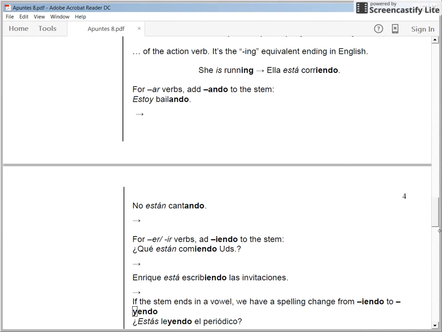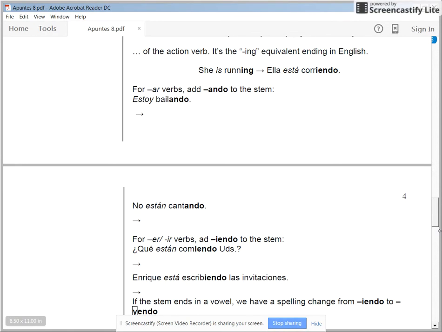For AR verbs, we add ando to the stem. So for example, we have estoy bailando. Bailando, since we know it ends in ando, came from an AR ending verb, bailar. So remembering our vocabulary from back in chapters 3 and 4, what this should translate to say is I'm dancing. Remember, estoy is the verb to be, which in English is I am, or to be as well, estar. So estoy bailando translates literally into English, I am dancing.